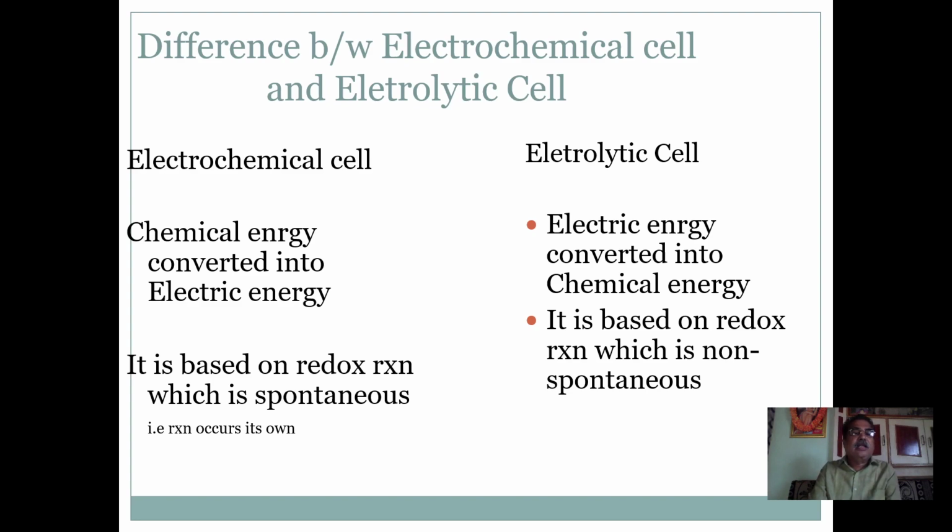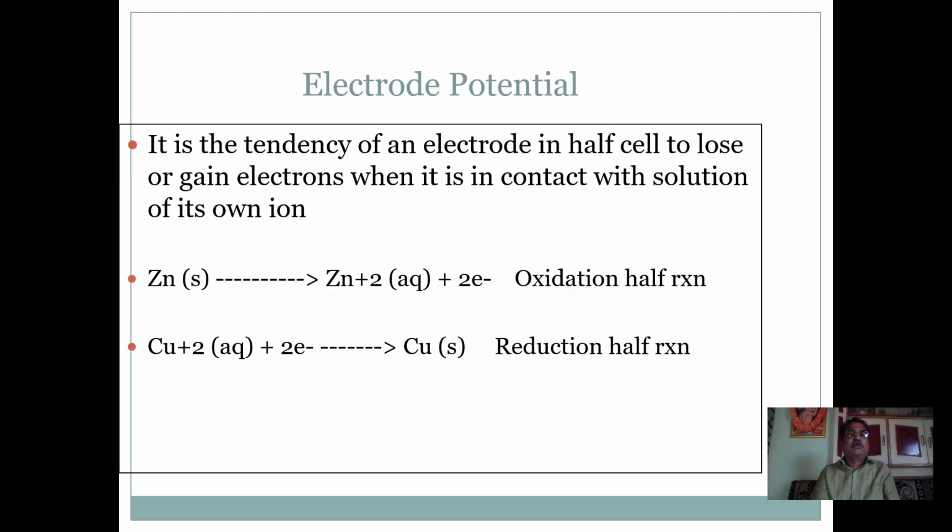In an electrochemical cell, chemical energy is converted into electrical energy. In an electrolytic cell, electrical energy is converted into chemical energy. An electrochemical cell is based on a redox reaction which is spontaneous, while an electrolytic cell is based on a redox reaction which is non-spontaneous. Now the next topic is electrode potential.